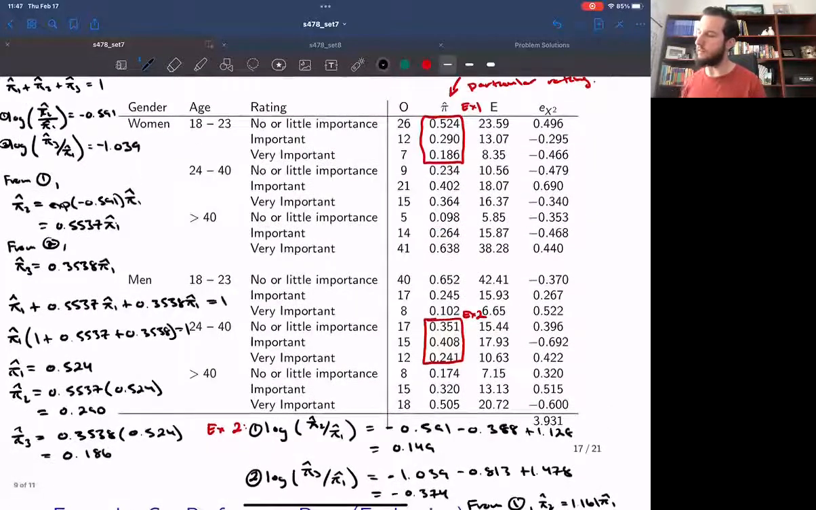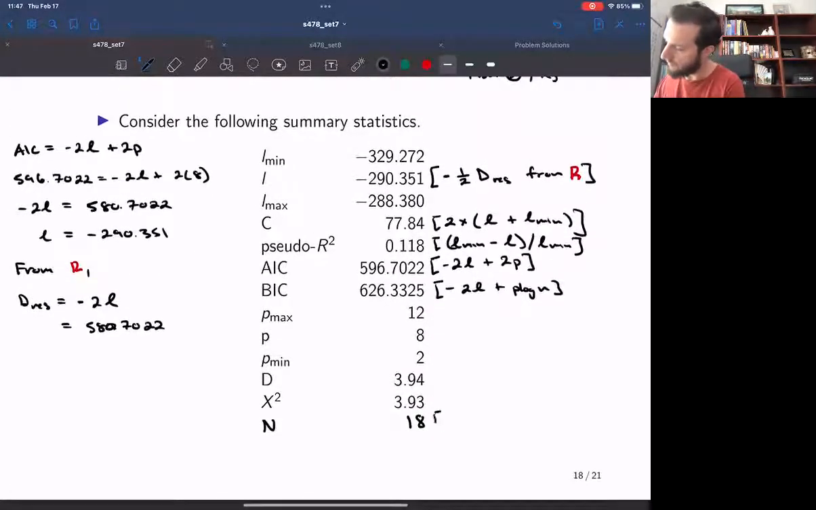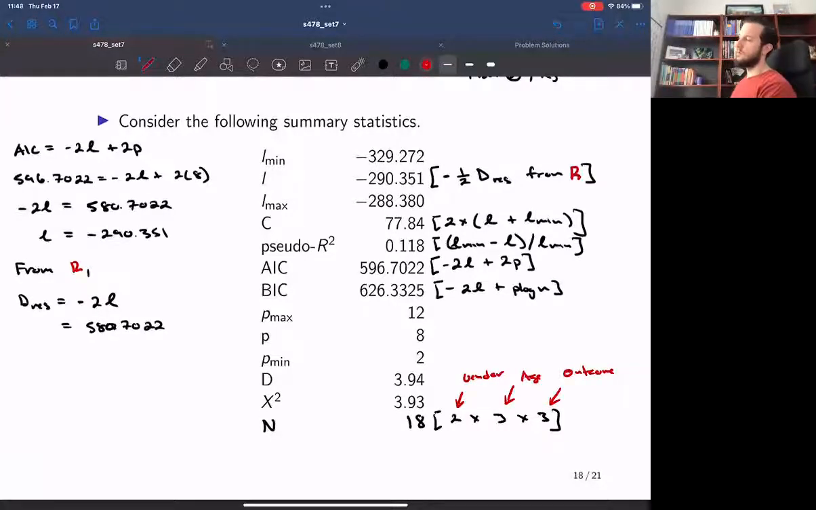Okay, and then you can actually see the list of that given above. So basically, the number of observations is the total number of outcomes. So gender times age, the gender outcomes times the age outcomes times the rating. So 2 times 3 times 3 in this case. So this is gender, age. Okay. Any questions?